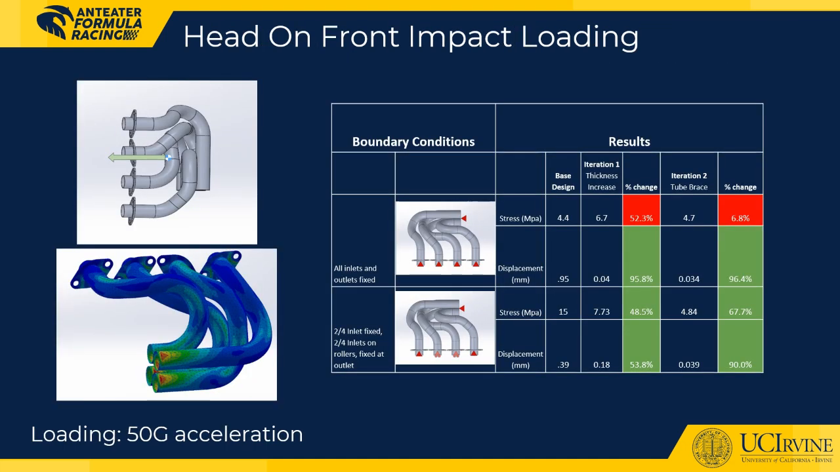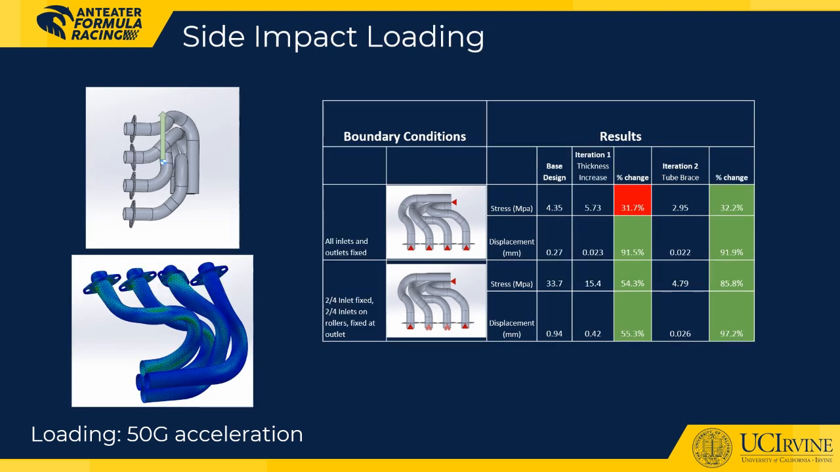The first analysis was a 50G impact to simulate a head-on crash. Both design iterations reduced displacement, but increased maximum stresses for boundary condition 1. The second analysis was a 50G impact to the side to represent a side crash. Both iterations increased performance, but the brace was ideal for this case.